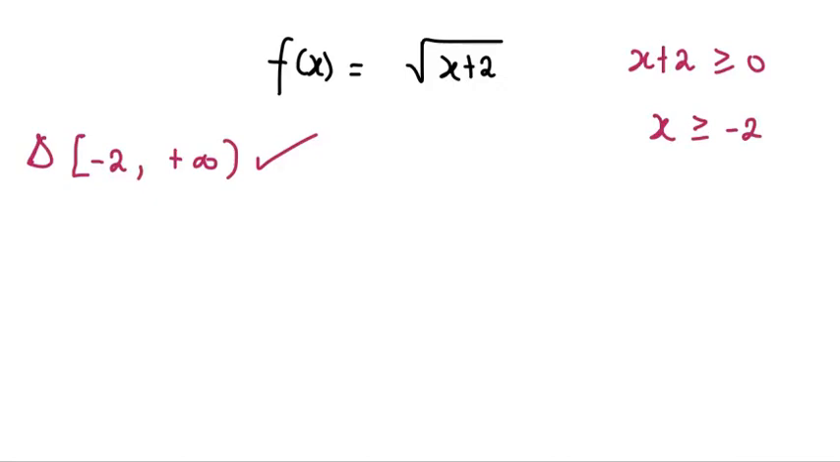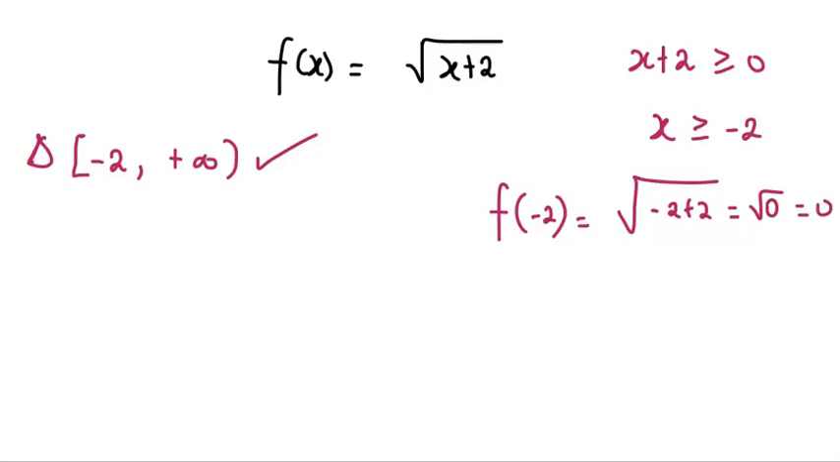Now, how do we find the range? So the range, now we're going to make the following input starting from the negative 2, right? So if you plug in negative 2 here, remember when we're talking about the range, we're talking about the f of x values, right? So starting from the lowest. So here, if you make the input of negative 2, then we're going to have the following. That is square root of negative 2 plus 2, which is equal to square root of 0, which gives us 0, right? And x is greater than or equal to negative 2.